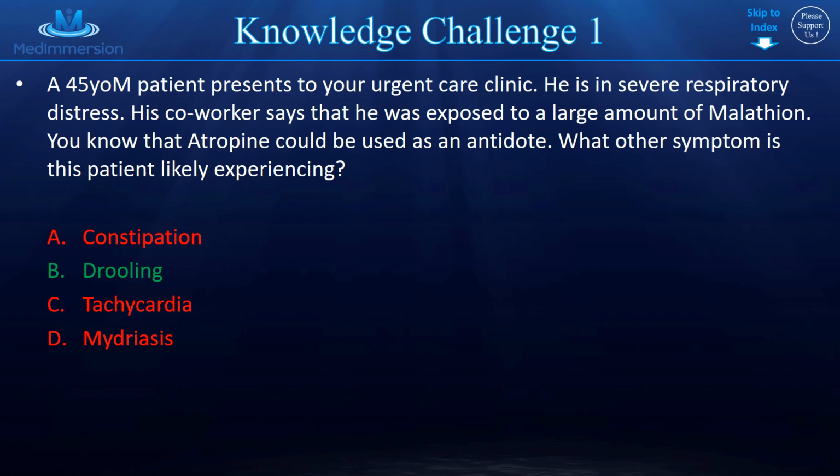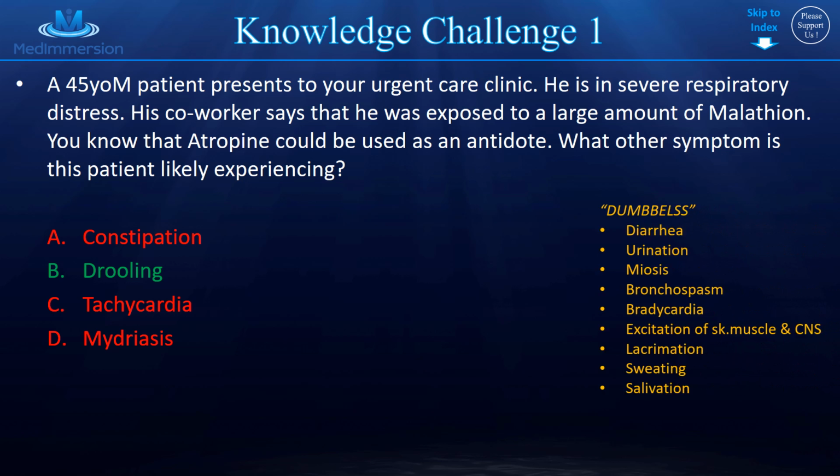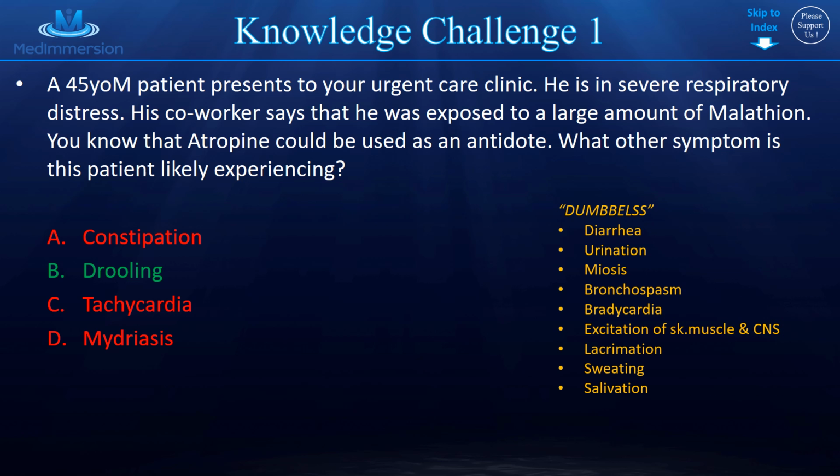Do you guys remember the mnemonic that I gave you to remember the symptoms of being poisoned with a cholinesterase inhibitor? That mnemonic was dumbbells: diarrhea, urination, meiosis, bronchospasm, which is why he presents to your clinic. He's having a hard time breathing. That's probably not enough on its own for him to have his severe respiratory distress. Maybe he had some reactive airway on top of that. Bradycardia, excitation of skeletal muscle and CNS, lacrimation, sweating, and salivation. Okay, he's just drooling all over himself.